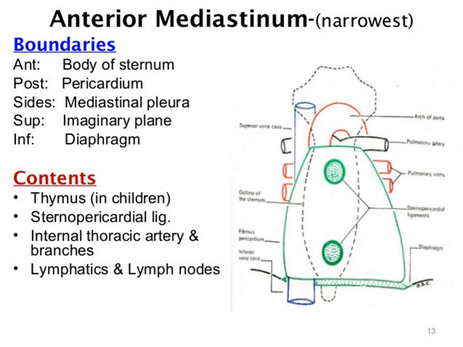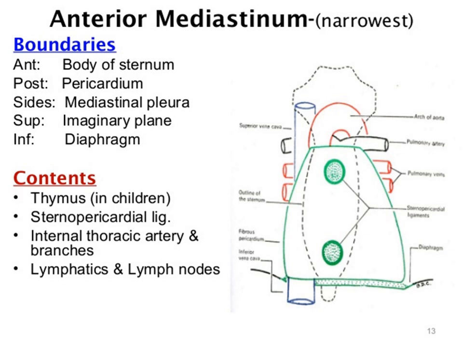You have to note that it is the narrowest part of the mediastinum. Anteriorly, it is bounded by body of sternum. Posteriorly, it is bounded by pericardium. On the sides, we have mediastinal pleura. Superiorly, the imaginary plane extending from sternal angle to the T4 vertebra. Inferiorly, it is bounded by diaphragm.